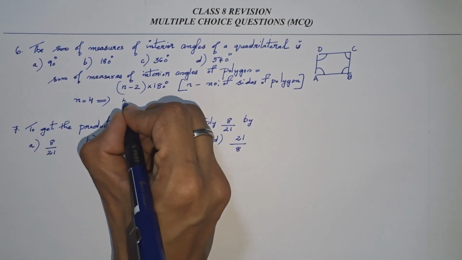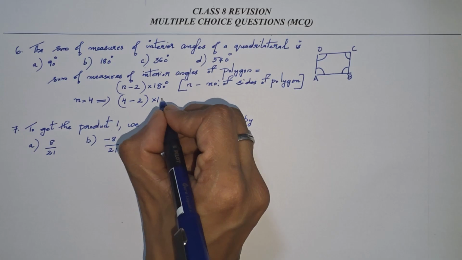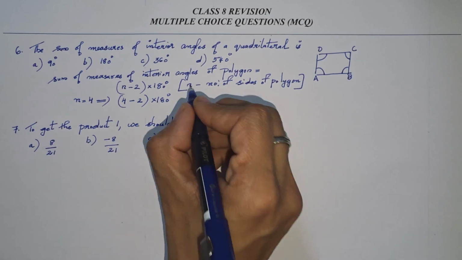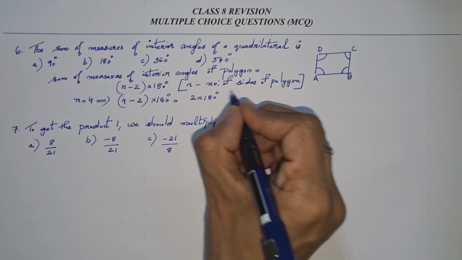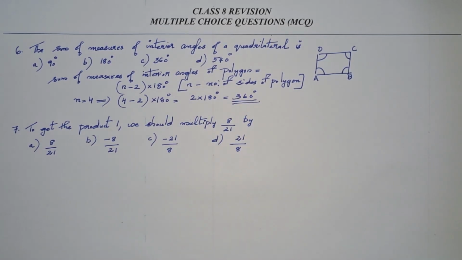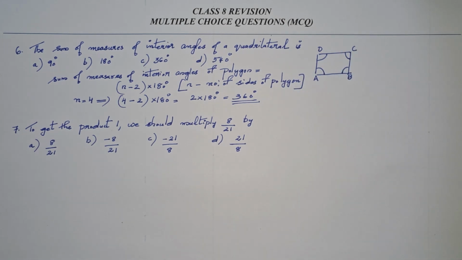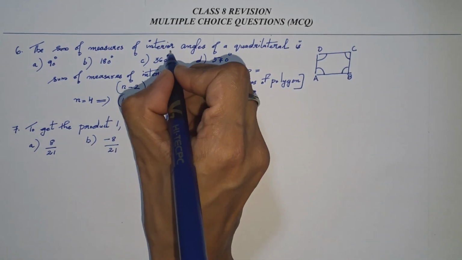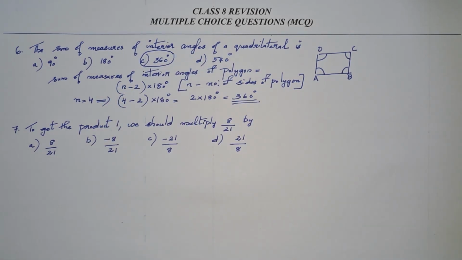Then I am substituting the value of n as 4. Then we will get 4 minus 2 into 180 degree, which is 2 into 180 degree. The answer is 360 degree. That means the sum of the measures of all the angles of this quadrilateral is 360 degree. The correct answer is option C. Now let's do the next question.